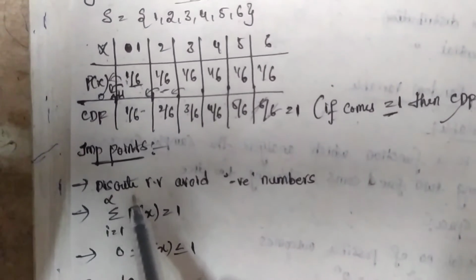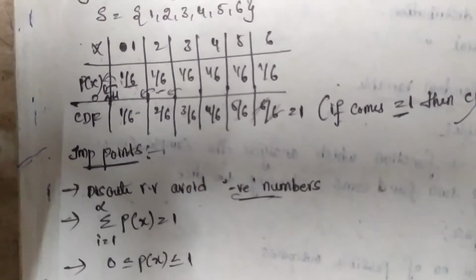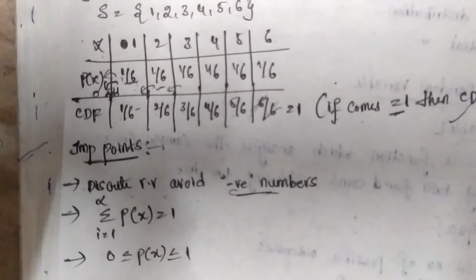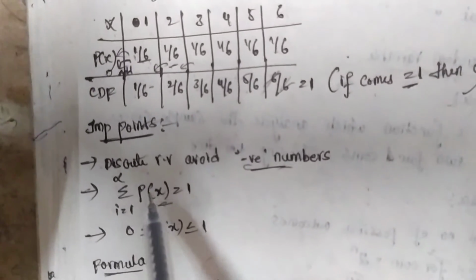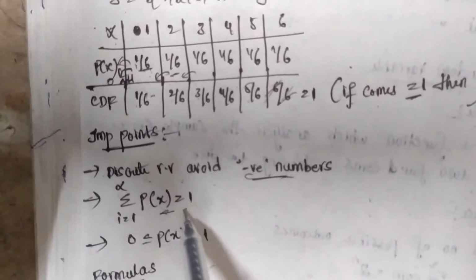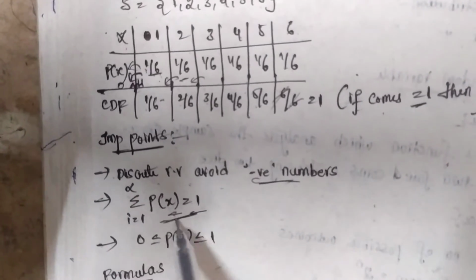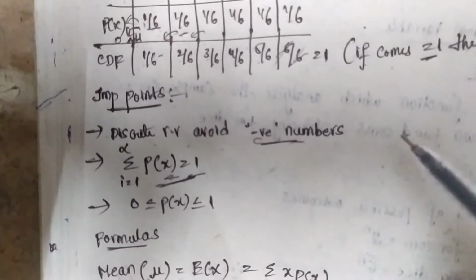First point: a discrete random variable avoids negative numbers. We have only positive values in discrete random variables. It does not consist of negative values. The next one is the sum of probabilities of a random variable equals 1. The value should be equal to 1. This is the formula which we always use to solve the problem.